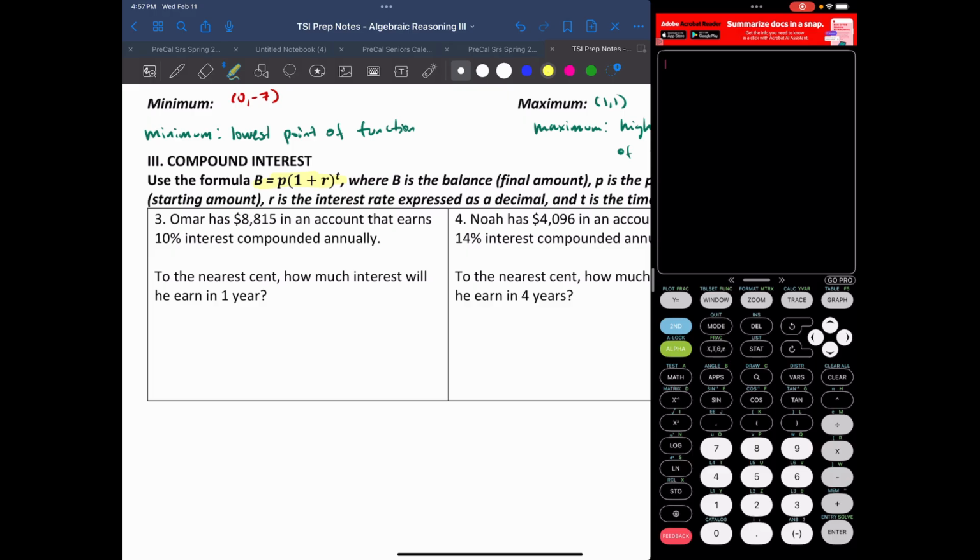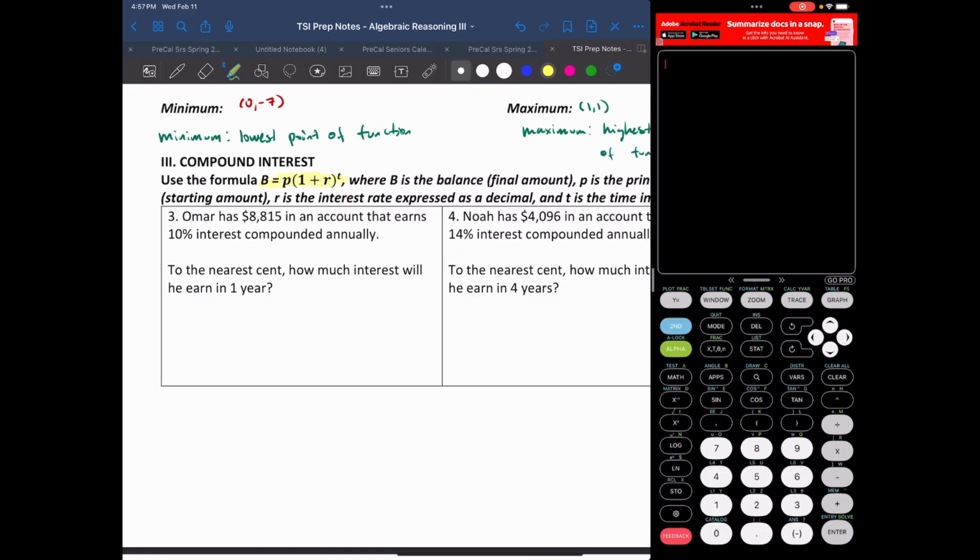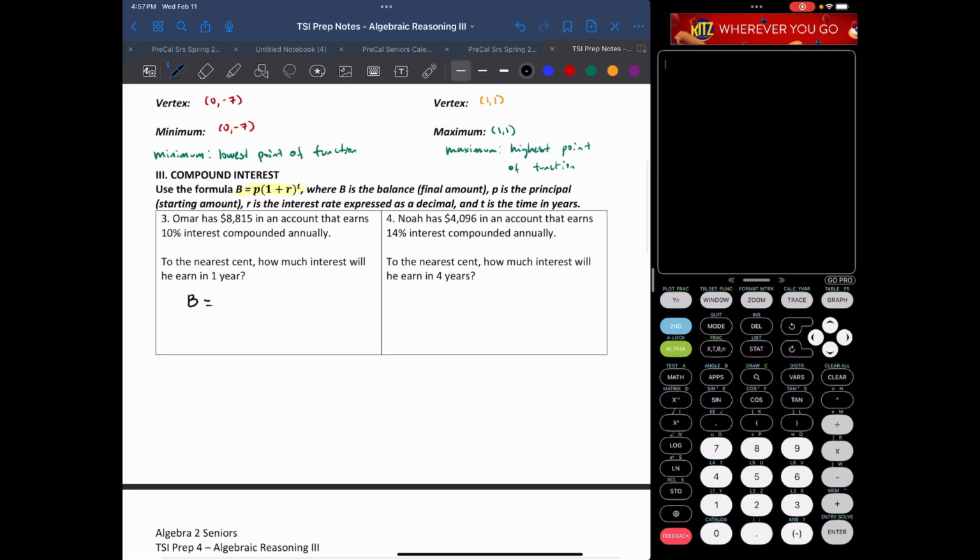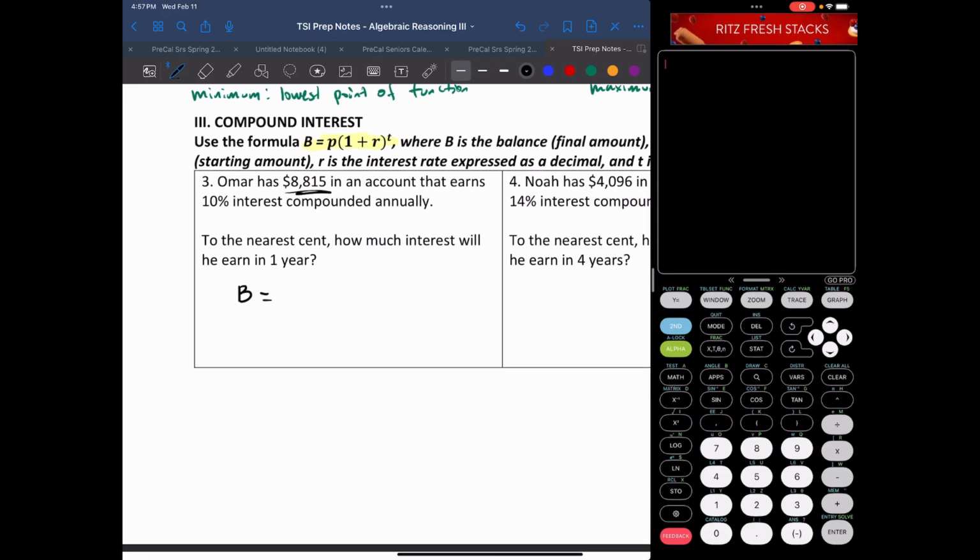So if we know that B is the final amount, that means that's what we need to figure out. We need to figure out what B is equal to. Well, B is equal to our P value, which again is the principal. That's our starting amount. And of course, we're starting at $8,815 times 1 plus R, the interest rate. And we know that R in this case is 10% interest compounded annually.